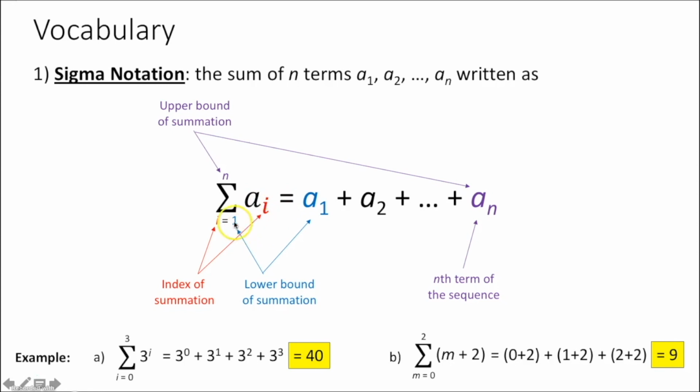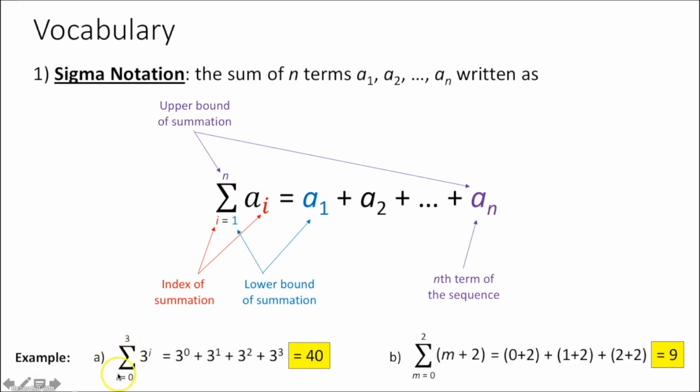That's why you start at a sub 1, because you plug in that 1 for i right here, and that is your first term. Then you add, because it's the sum, your next term, which would be a sub 2, plus your next term, a sub 3, plus dot dot dot, all the way until you get to a sub n, which is your last term. You can see how that works over here.